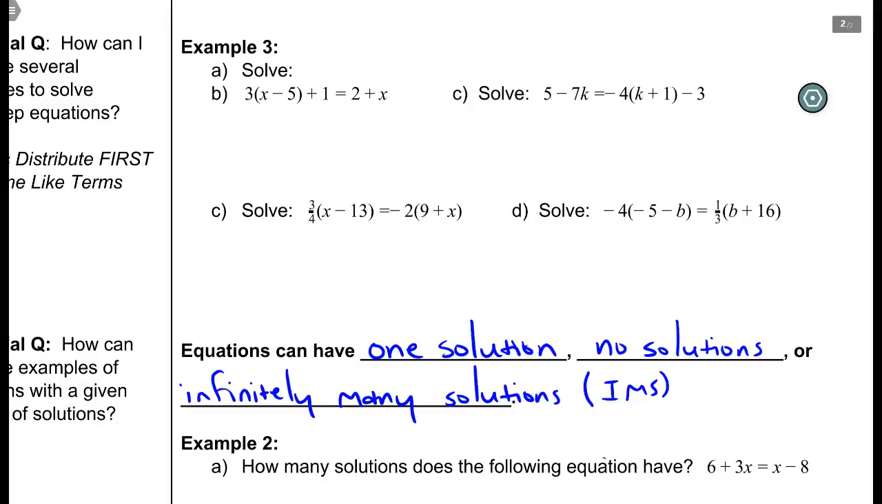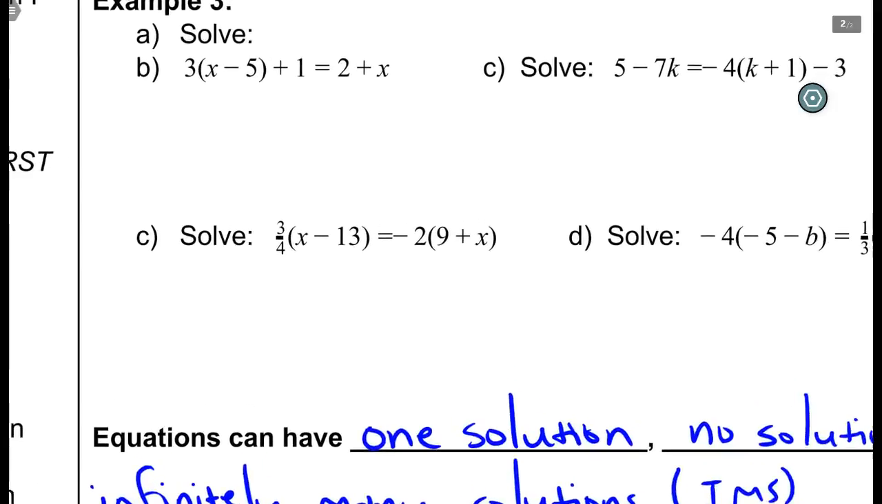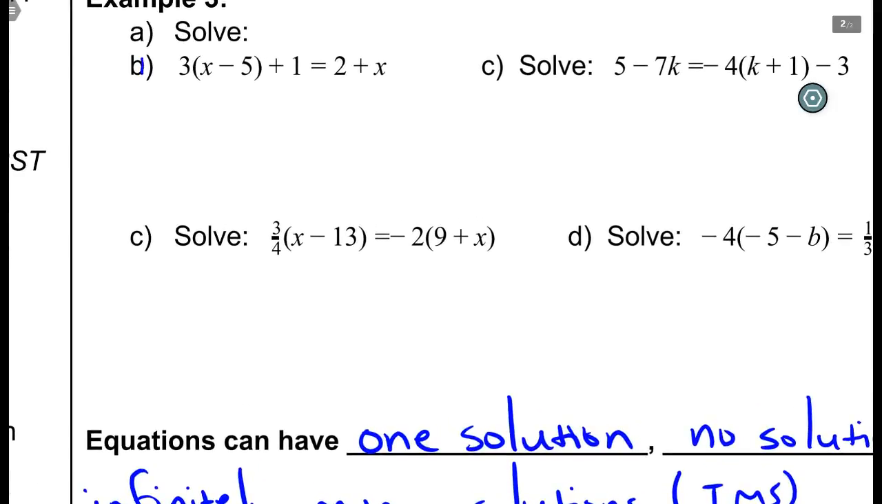So our first example here, and the formatting is off just a little bit, but it's really example A, is 3 times the quantity of x minus 5 plus 1 equals 2 plus x. So remember, the first thing we always want to do is distribute. That's always the first thing. So 3 times x is 3x. 3 times 5 is 15. And we're going to put a minus there because there's a minus in between x and 5. Bring down the 1. Bring down the equals 2 plus x.